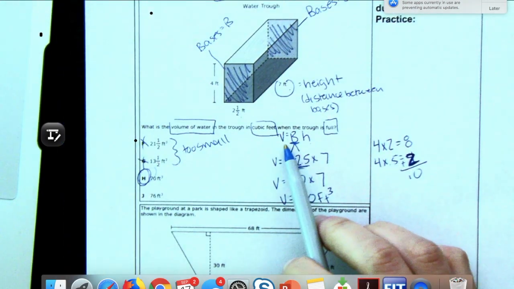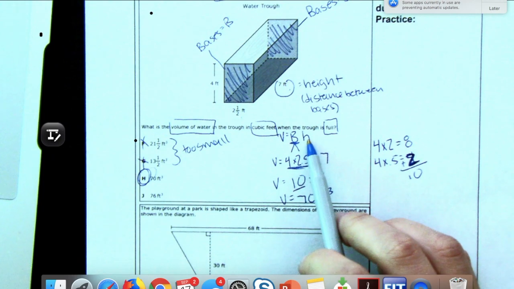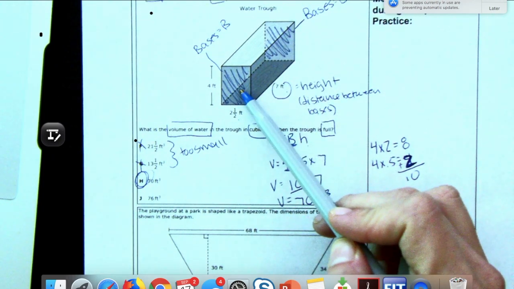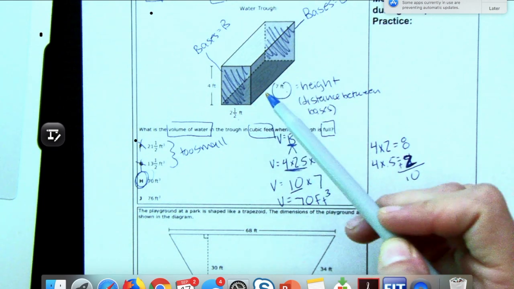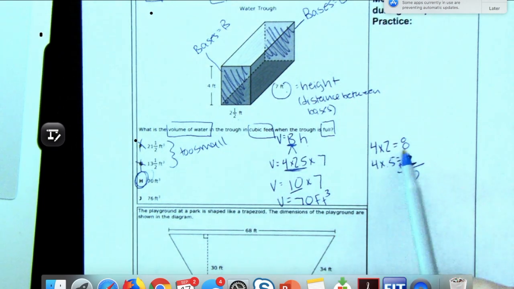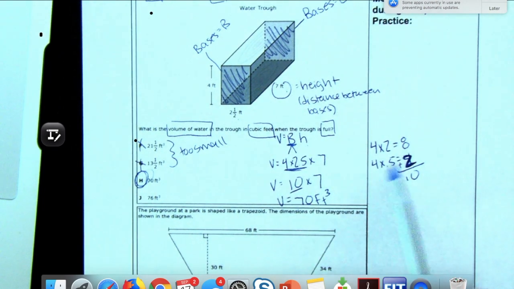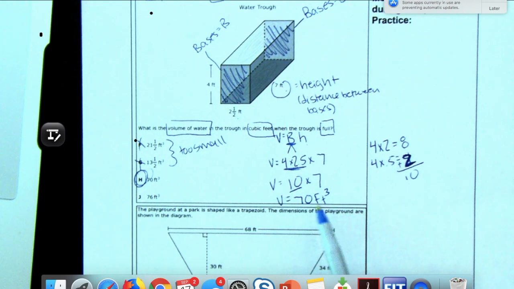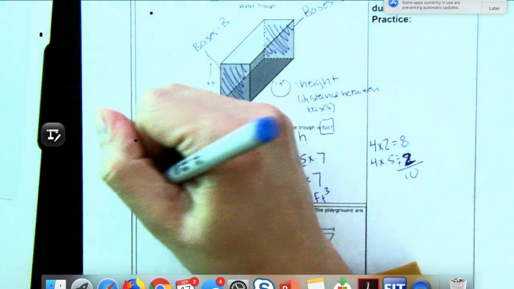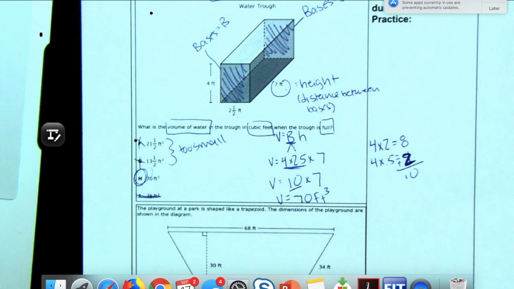So I said volume is equal to big B times H. I know big B is the area of the bases. Okay, the bases are parallel to each other. They're the same shape and same size, and there's only 2 of them. Okay, so that's true. So 4 times 2.5. Check my math over here. That is correct. So I got 10, and I do 10 times 7, and that's 70. So 76 is not the right answer. I know that because I double checked my math. Those are the steps I would want students to solve when looking at this problem.